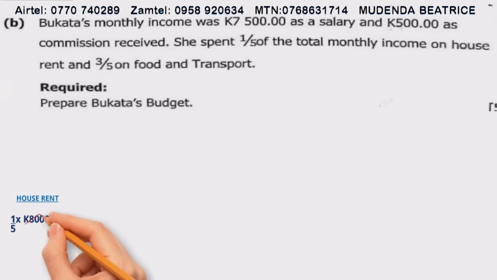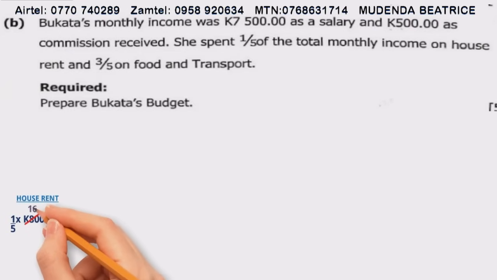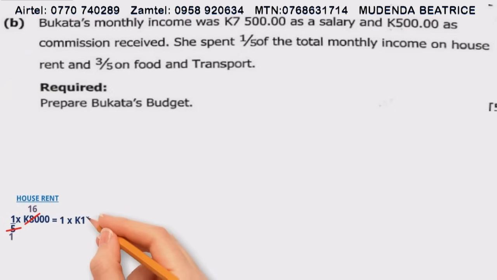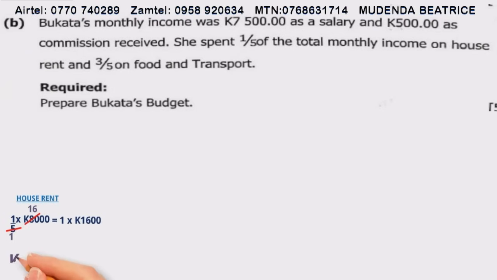Then we say 5 into 80, it will go 16 times. Then 5 into 5, it will go 1 time. 1 into 1, it will give us 1 times. Now we have got 16 here, which came from 80 when divided by 5. And these two zeros, that means we now have 1,600. So we have 1 times 1,600. When we multiply 1 times 1,600 kwacha, it will give us 1,600 kwacha. Okay, so this is the amount Vukata spent on house rent.